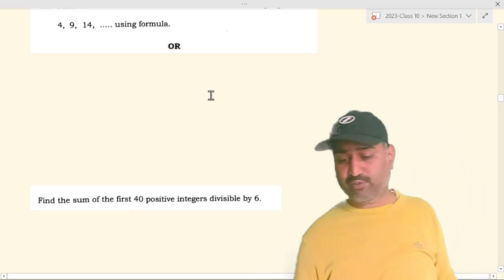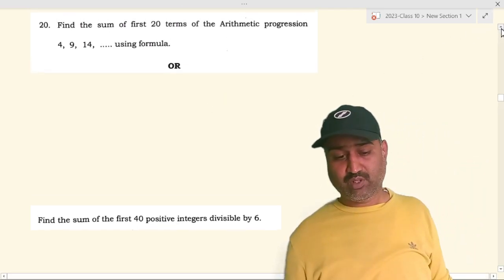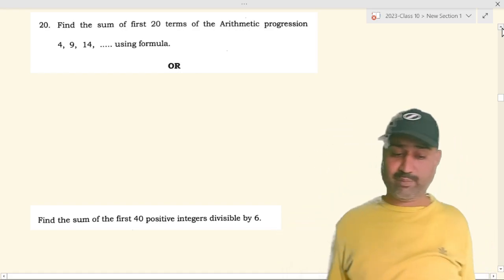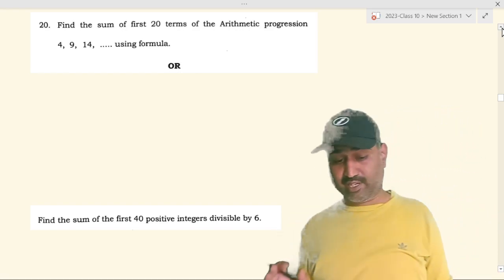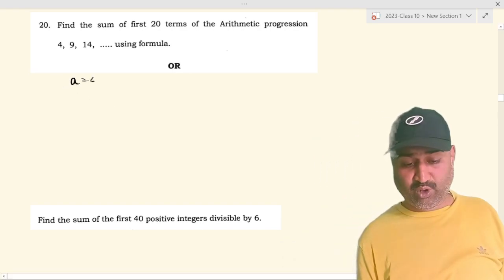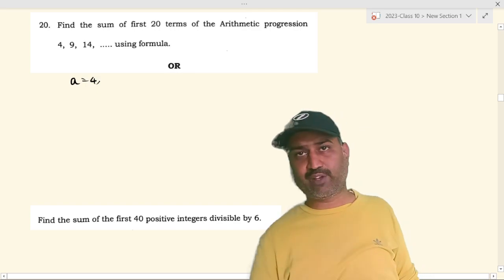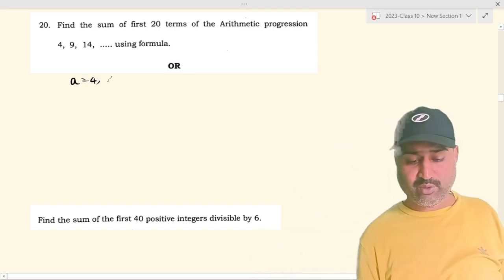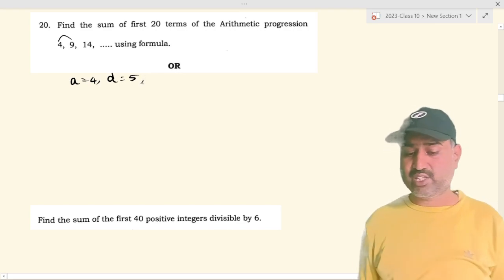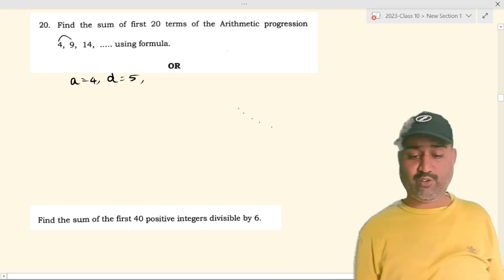Find the sum of the first 20 terms of an AP. We have to find the sum here. In this AP, A is equal to 4. First write all the given things here. A is equal to 4 and D is equal to 9 minus 4, which is 5. D is 5 and we have to find the sum of the first 20 terms.